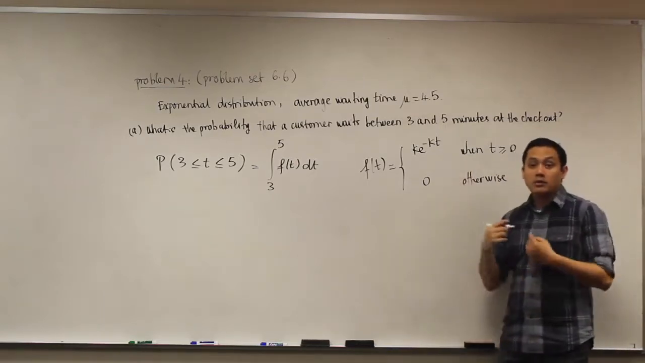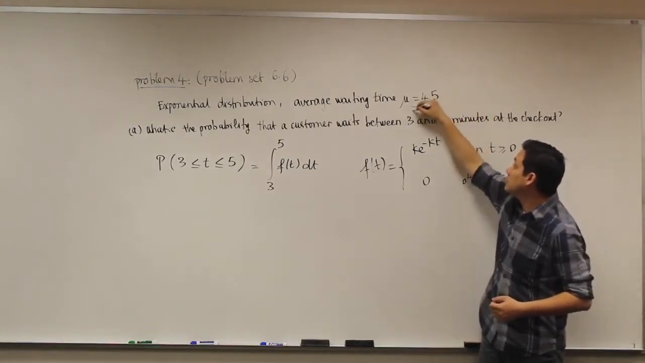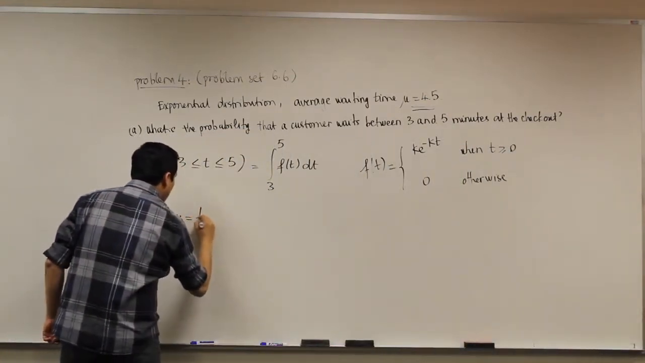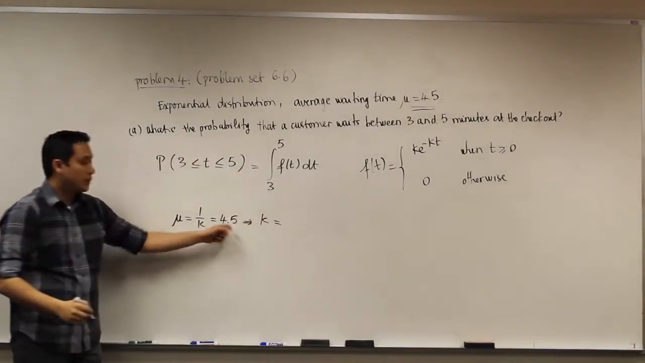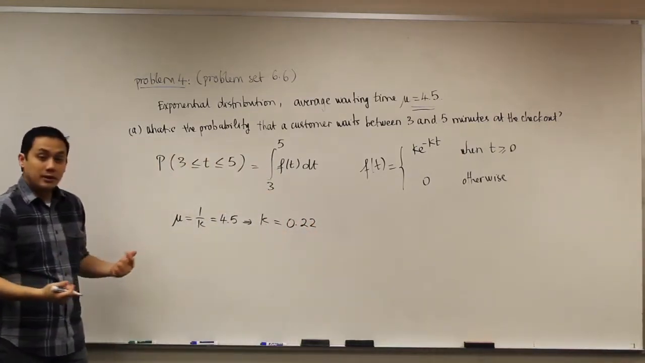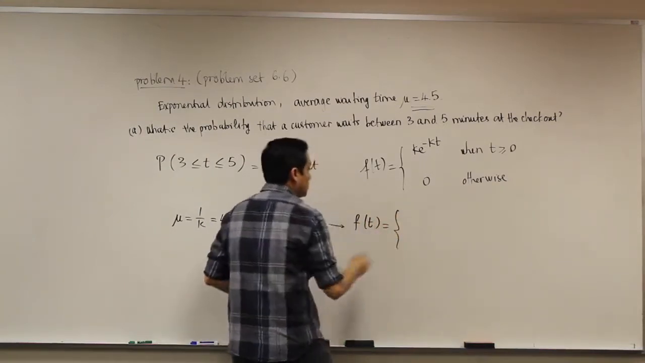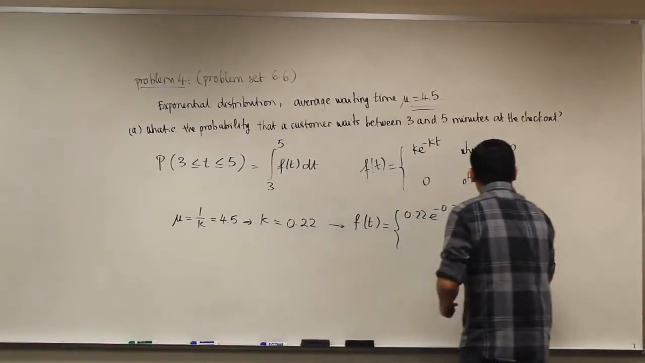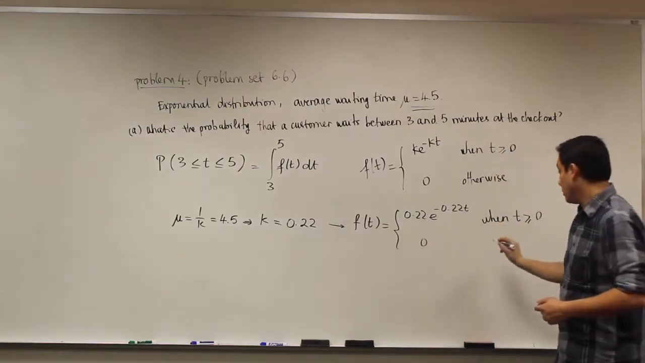So in this problem, the job is now to calculate the value of k using the information that they give you, which is the value of mu. And mu is equal to 1 over k, which is equal to 4.5. And from here, we can get the value of k, which is 0.22. So the probability density function is now written as f of t equal to 0.22 times e to the minus 0.22t when t is greater than or equal to 0 and f of t equal to 0 otherwise.